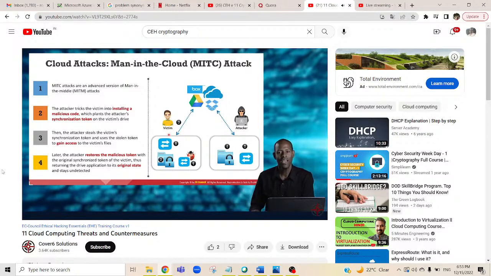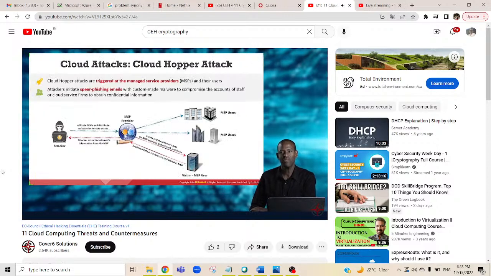Okay, click. Either way, now the malicious code is on there, and it plants the attacker's synchronization token on that person's computer, on their disk drive. And so they steal that synchronization token and use that to gain access to their files in the cloud. But guess what? Later, they're going to restore the token with the original synchronized token and return it to the original state. So they can go in and out of that cloud using that stolen token and then restoring it. Very interesting stuff.